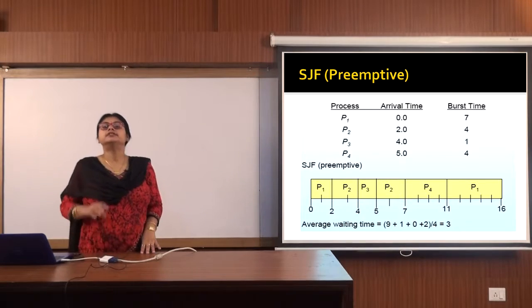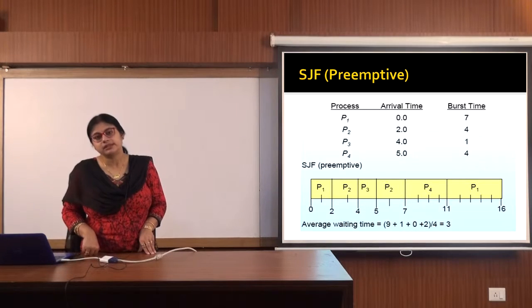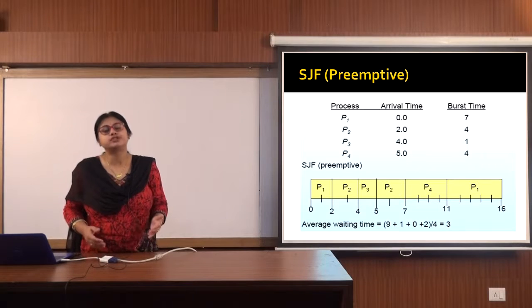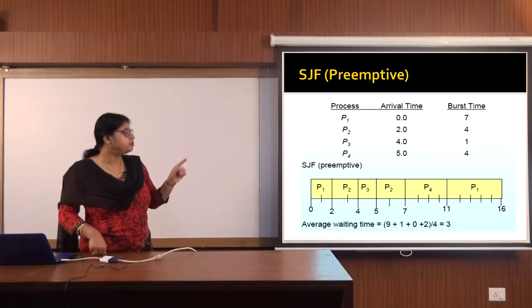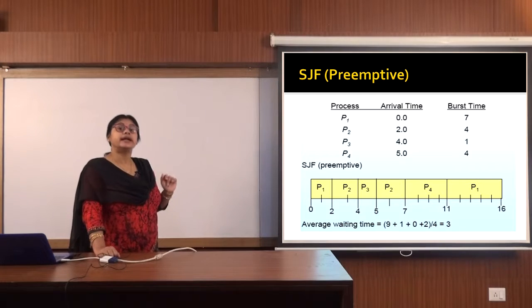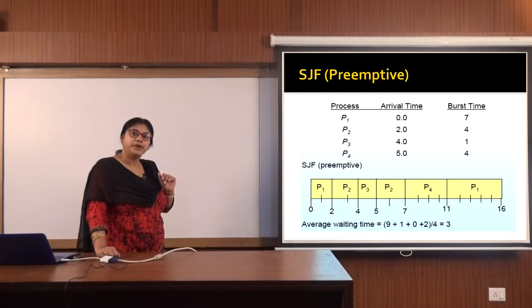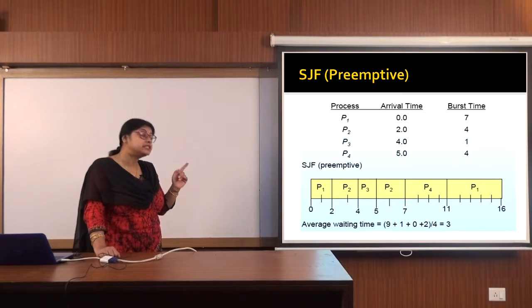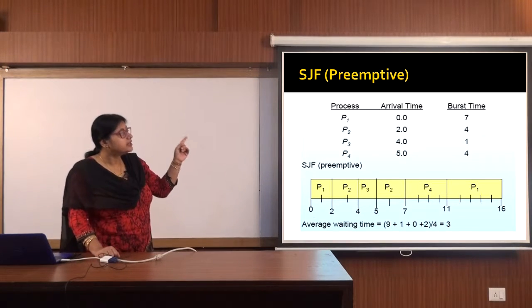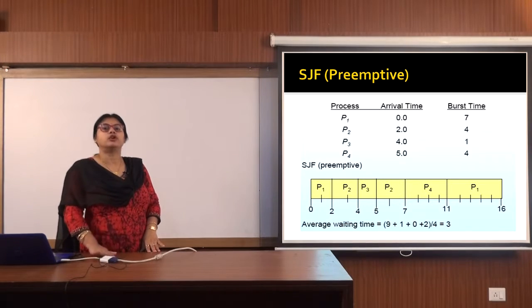So at 0 millisecond time period, we only have process P1 in the ready queue. So we have to start with process P1. P1 is starting. It will work inside the CPU till 2 millisecond time period, because at 2 millisecond time period, you see the arrival time of process P2 is 2 millisecond. So P2 has already arrived.